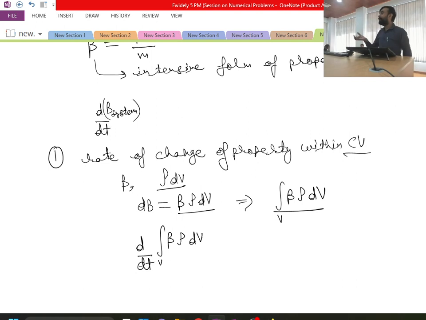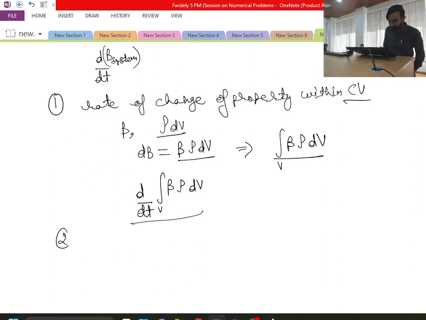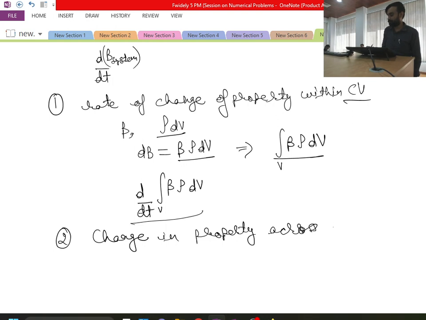So if any change is happening with time within the volume of the control volume, that I have quantified here. Now the second thing: how can I quantify the changes in property across the control surface of the control volume? What do we mean by control surface? The boundary of the control volume is called the control surface. Through the boundary also something can enter and something can go out.